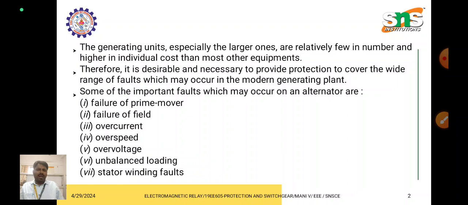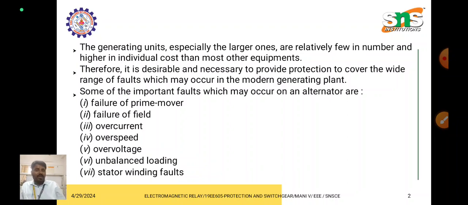So our objective is that it is desirable and necessary to provide protection to cover the wide range of faults which may occur in the modern generating plant, in the alternator or generator. These are the few important faults which may occur on the alternator: failure of prime mover, failure of field, overcurrent, overspeed, overvoltage, unbalanced load, and stator winding fault.